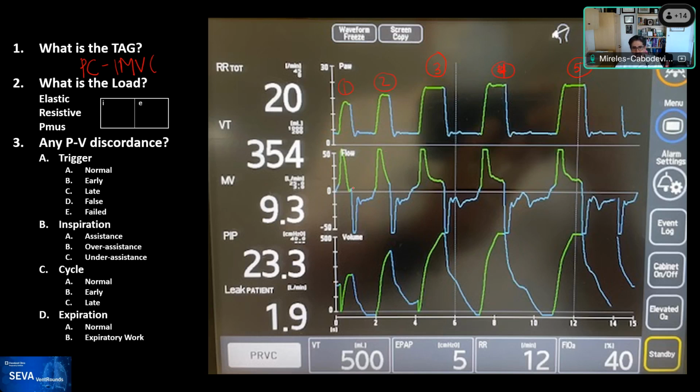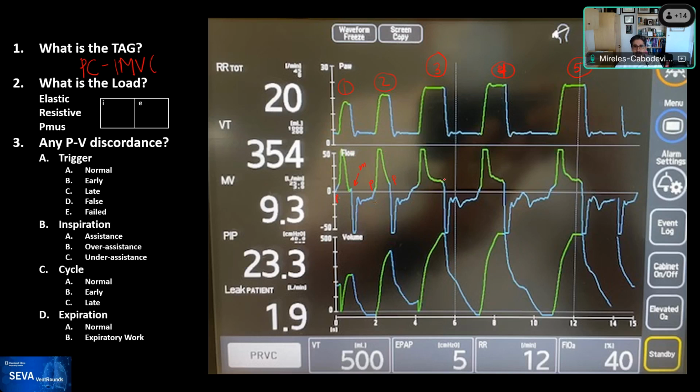Now, I would highlight that this breath over here actually has a little bit of a pause. It did not cross immediately. It kind of did a pause. This makes me suspect that this was actually a mandatory breath just because of that little pause. So this one seems to be patient triggered, but machine cycled. This one seems to be patient triggered, and just because the flow is decaying and it shuts off by flow with no shelf at all, I would suspect that this is patient cycled.